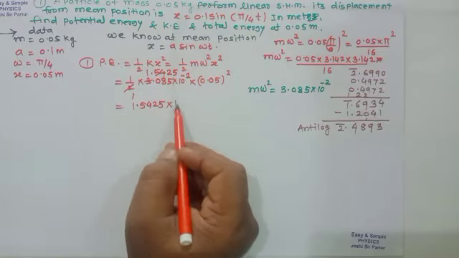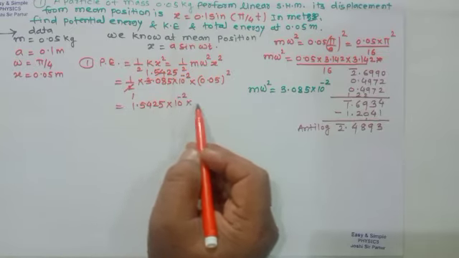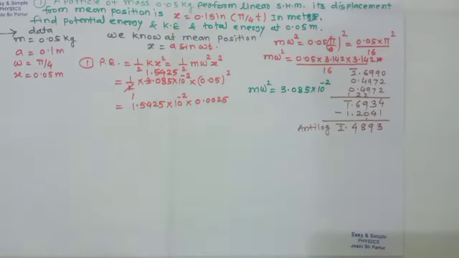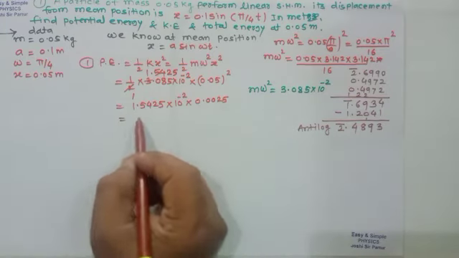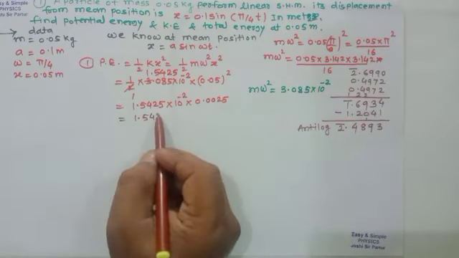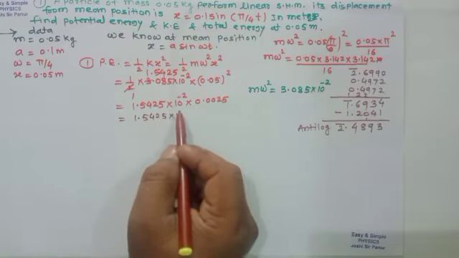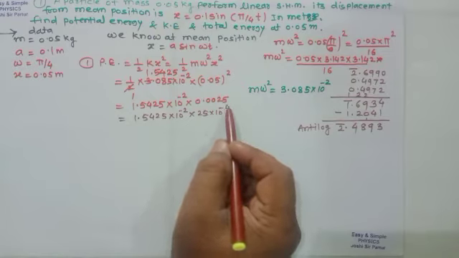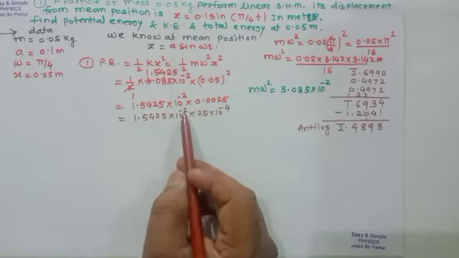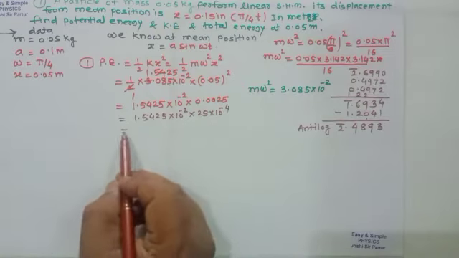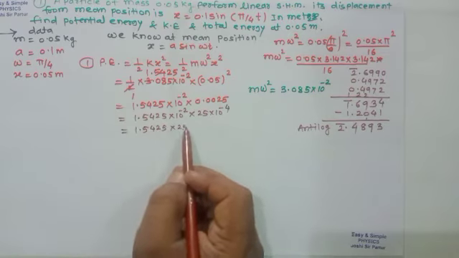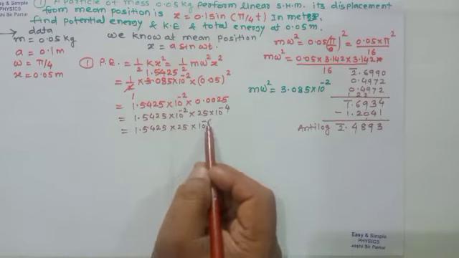So it is 1.5425 multiplied by 10 to the power minus 2 into 0.0025. By shifting the decimal point here, we can see 1.5425 into 10 to the power minus 2 into 25 into 10 to the power minus 4. So minus 4 and minus 2 will be minus 6. So here 1.5425 into 25 into 10 to the power minus 6.